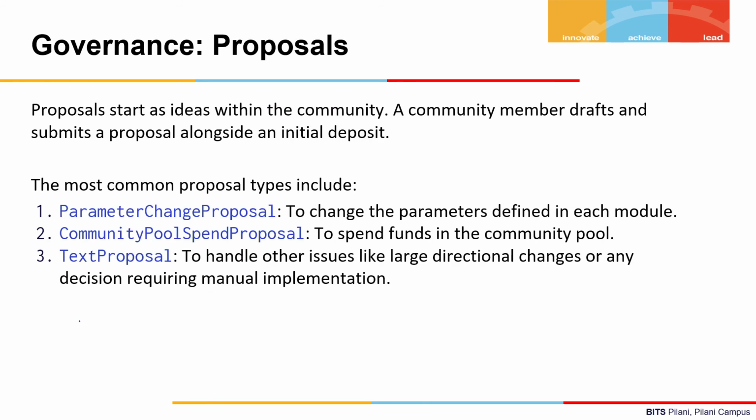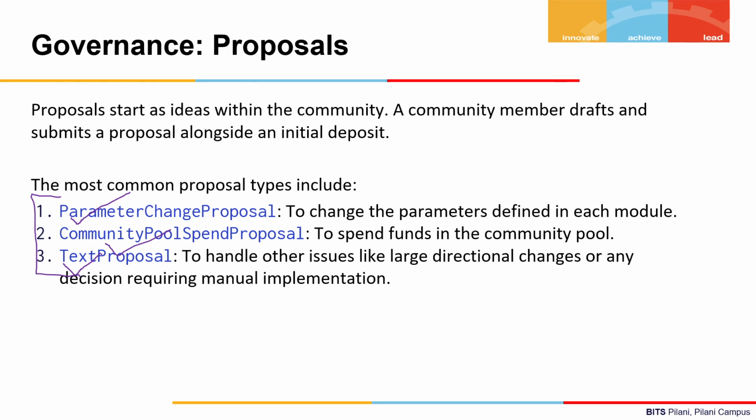Governance. Suppose you want to make a change to the Terra ecosystem. The way you can go about it is by drafting and submitting a proposal. There are 3 common types of proposal. One is the parameter change proposal, wherein you change the parameters. The second is wherein you choose to spend the community pool of Luna coins. And the third is the more complex text proposal.